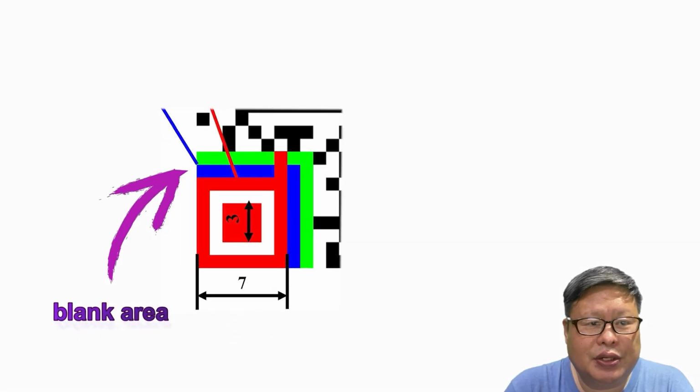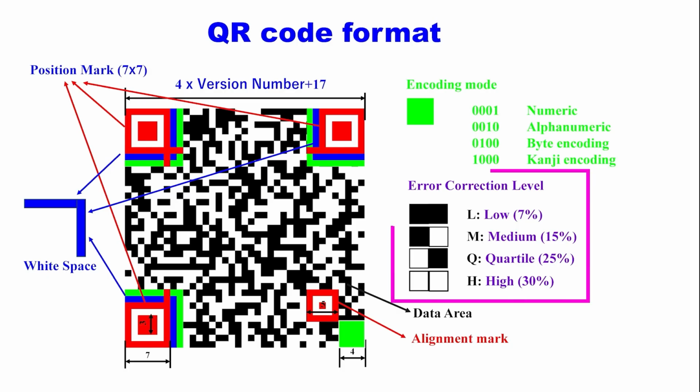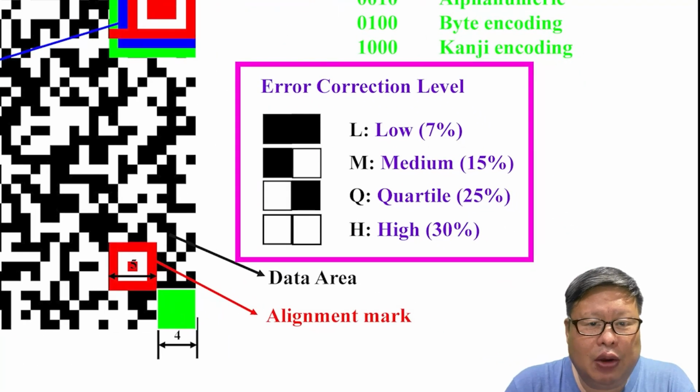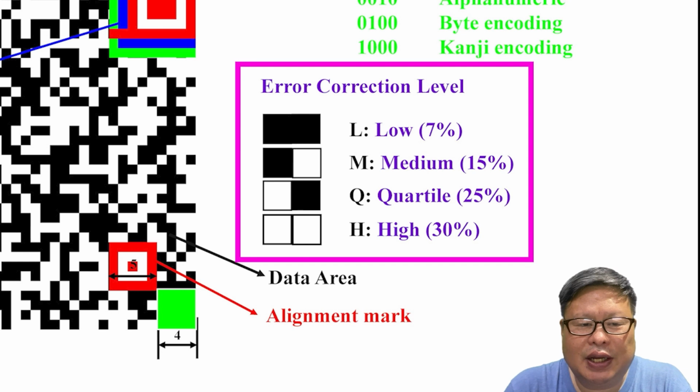The 7 by 7 squares are surrounded by a blank area, and a crucial section containing error correction information and mask patterns. QR codes support multiple levels of error correction, each offering a trade-off between the amount of recoverable data and the storage capacity. Level L, low, 7% of data can be recovered. Level M, medium, 15% of data can be recovered. Level Q, quartile, 25% of data can be recovered. Level H, high, 30% of data can be recovered.